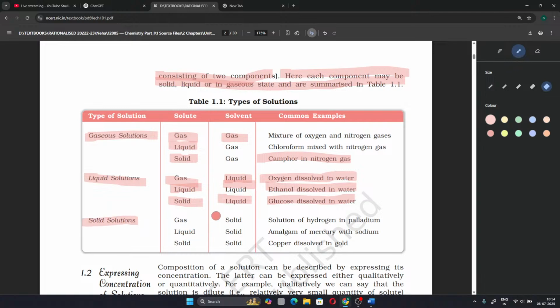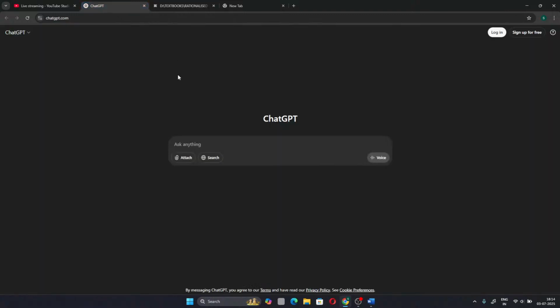Solid solutions: the solvent is solid. The solute can be gas, a solution of hydrogen in palladium, or liquid, an amalgam of mercury with sodium. Basically it is an alloy of mercury, called amalgam, I think, right?